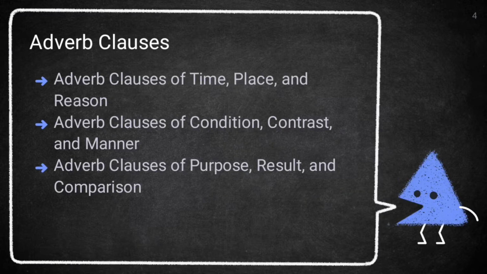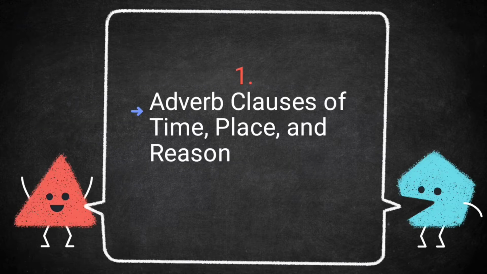There are three types of adverb clauses. First, adverb clauses of time, place, and reason. Two, adverb clauses of condition, contrast, and manner. And three, adverb clauses of purpose, result, and comparison. And I will explain about adverb clauses of time, place, and reason.